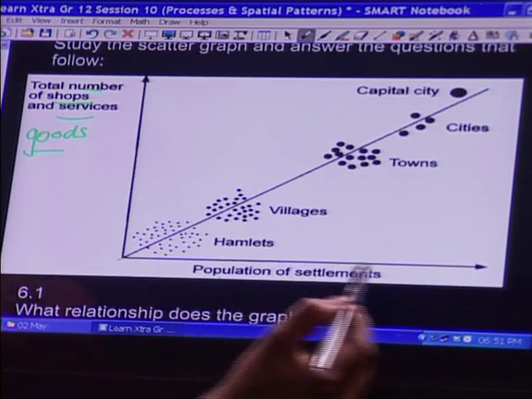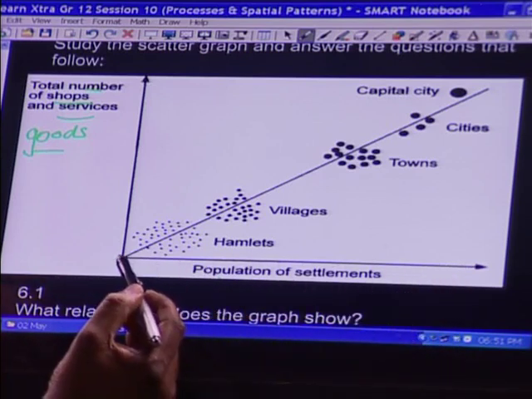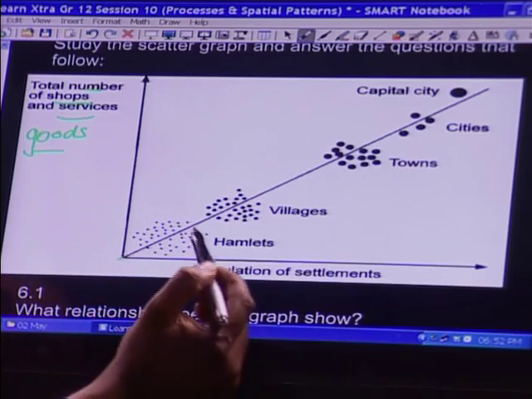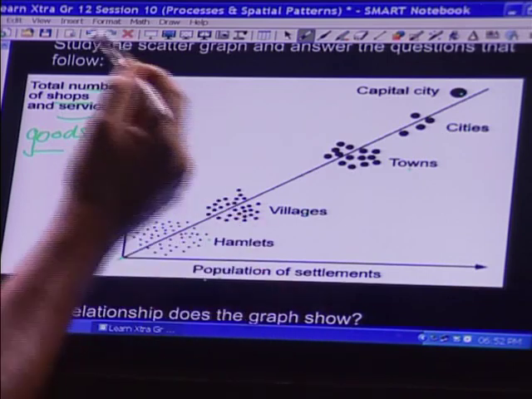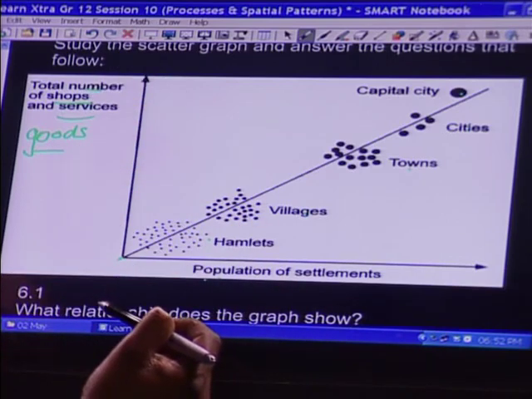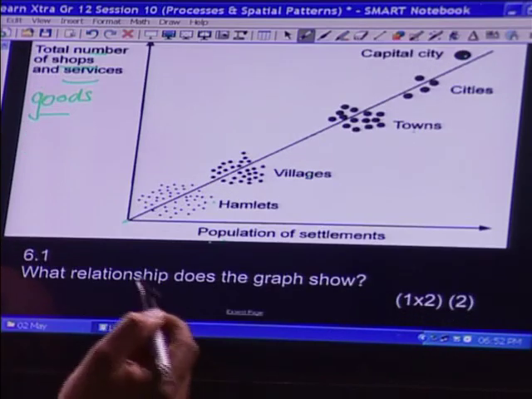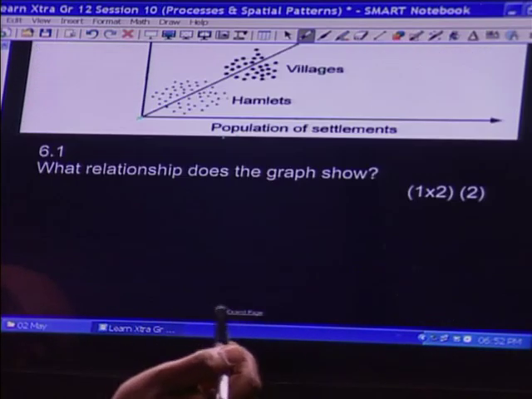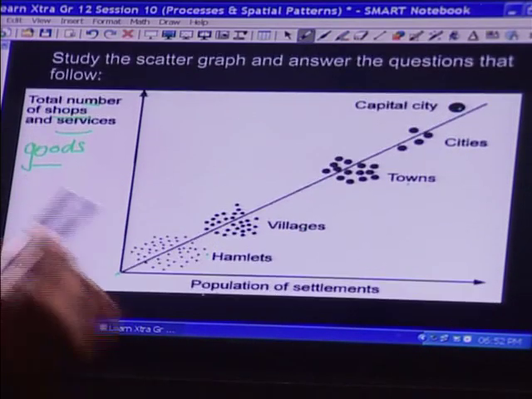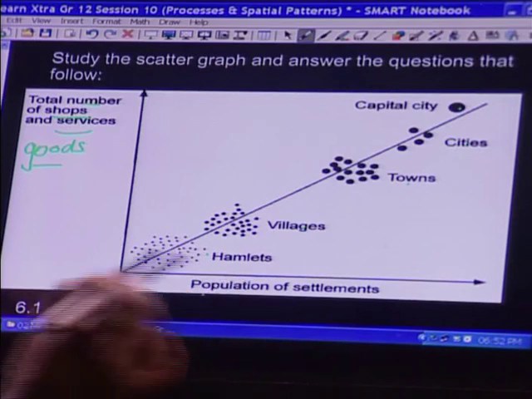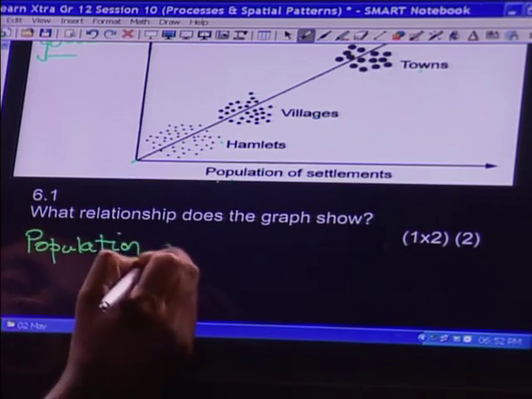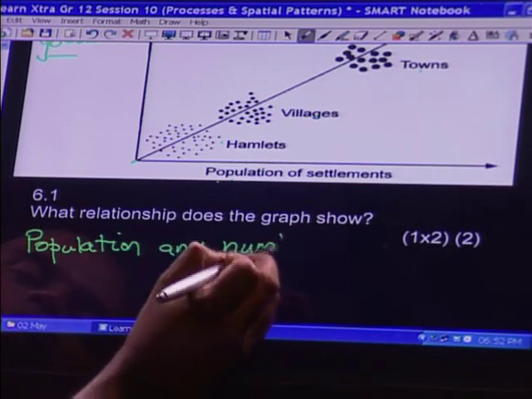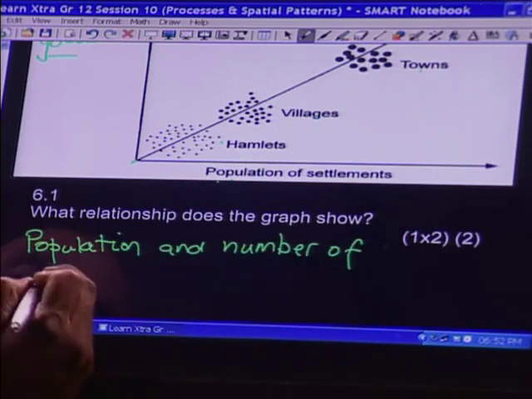As you move from the center, it increases. Hence, as you move from here, moving up from the hamlet to the villages, to the towns, to the cities, to the capital city, the population as well as the goods and services increases. Let's look at the questions that are asked. What relationship does the graph show? The graph shows, in this case, a relationship between the x and y axis. That simply put means the relationship is between population and number of services.